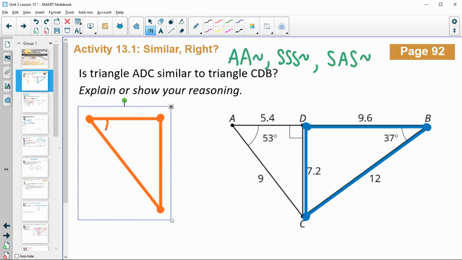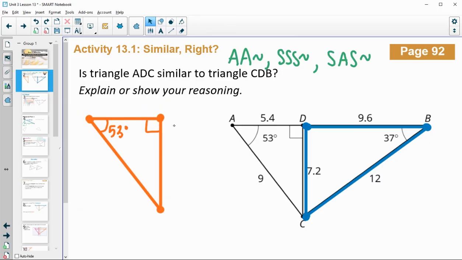They gave me that this one here is 53. And they gave me this one is 90. Remember that the interior sum of a triangle is 180. So I could do 180 minus 90 minus 53, and that would give me this one of 37.